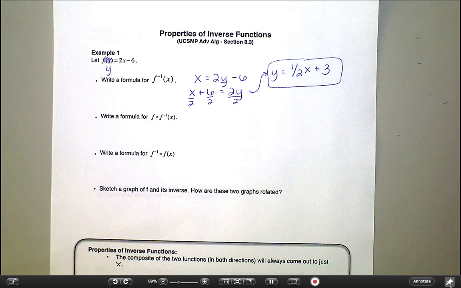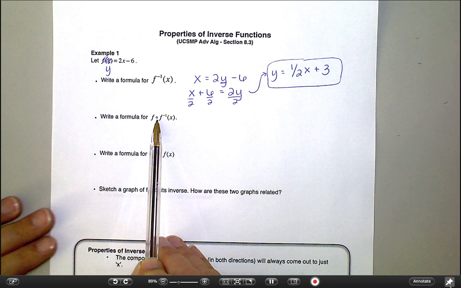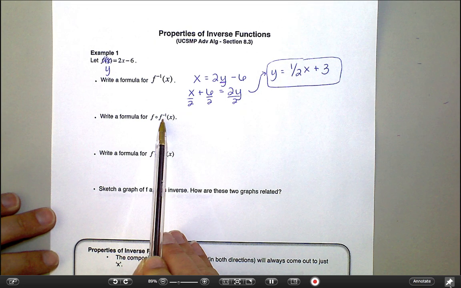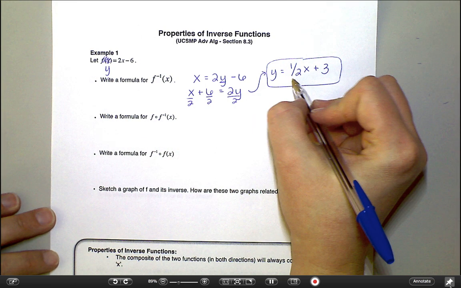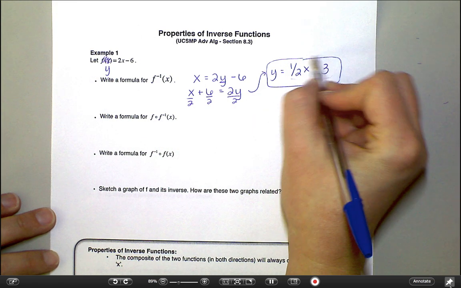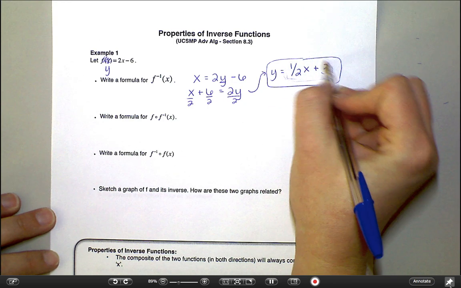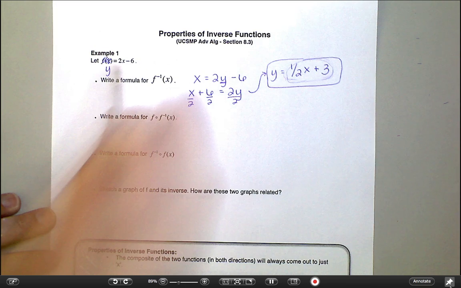This is the only thing today that's going to be a little bit new, these next two questions, and it's not even really new. If you remember this notation from a couple of days ago, this is a composite. So this is saying plug the inverse into the original function. Okay, so I'm going to take this 1/2 x plus 3, because that's really the function part of this, 1/2 x plus 3, and put it in place of x in the original equation.